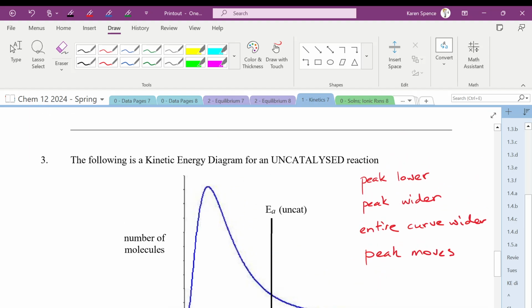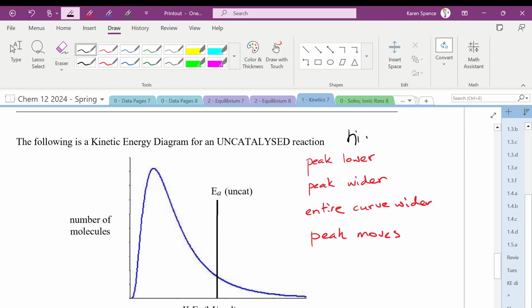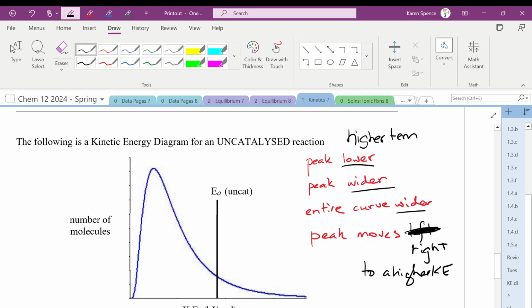This kinetic energy diagram. If we have a higher temp, the peak should be lower, the peak should be wider, the entire curve should be wider, and the peak should move to the left, or no, sorry, to the right to a higher kinetic energy. Yes? So it would look like that.